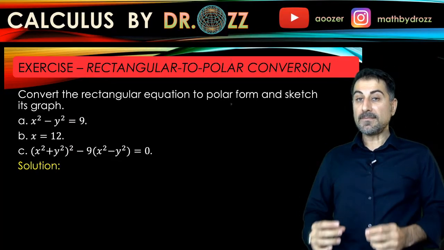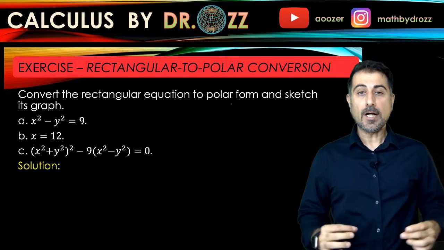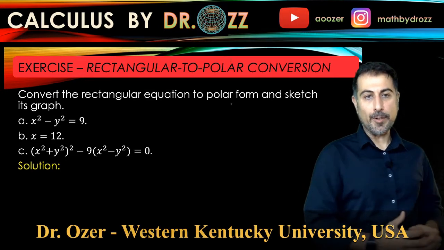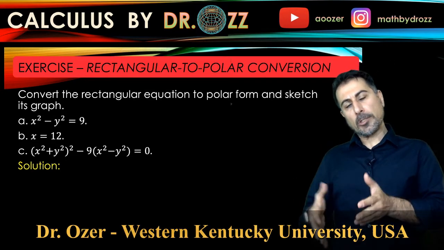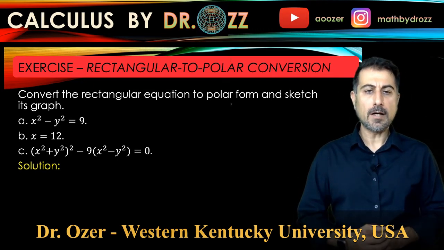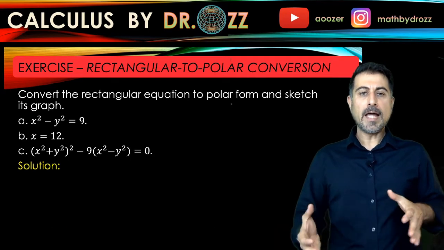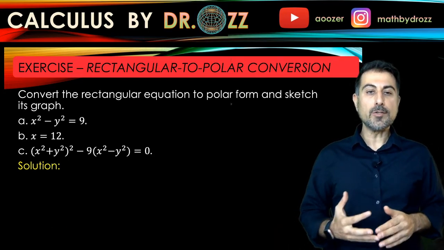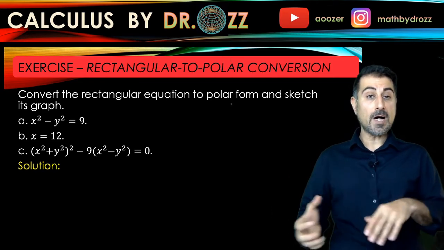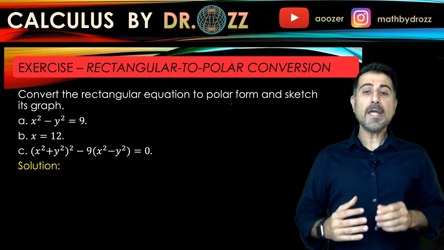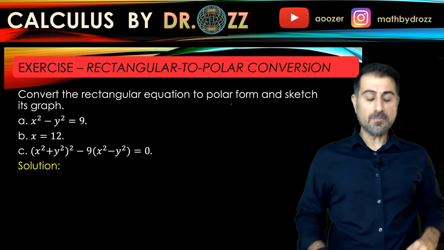We are given rectangular equations and we're going to convert them to polar equations. The rectangular coordinate system, which is the XY coordinate system that we're used to from calculus, is now converted to the polar coordinate system, where you have no x and y but r and theta. And in each case, we're going to convert everything to the polar form.